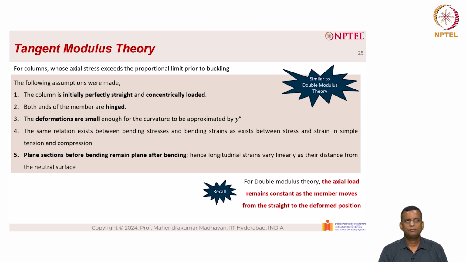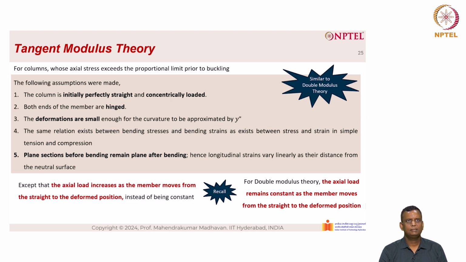So what is the difference between double modulus theory and tangent modulus theory? There is one important distinction. Recall, for double modulus theory, the axial load remains constant as the member moves from the straight to the deformed position, whereas in the tangent modulus theory, the axial load increases as the member moves from the straight to the deformed position instead of being constant.